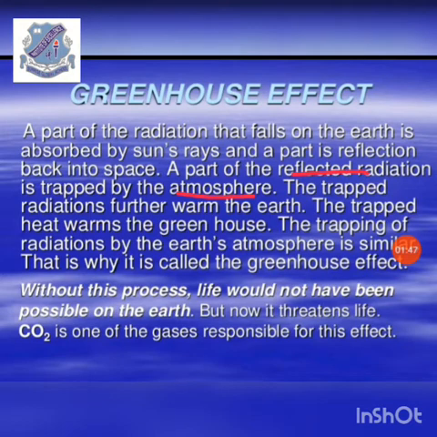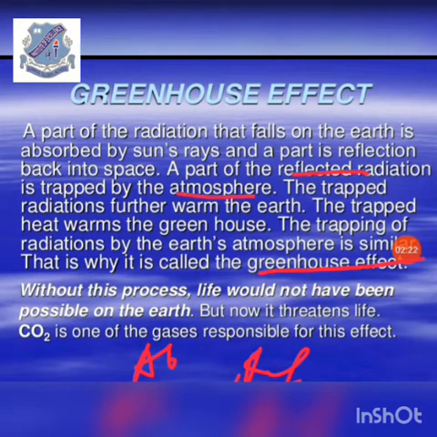The trapped radiations further warm the earth. So we have already absorbed some heat and we are also getting some reflected heat. So overall the earth gets warmer. The trapped heat forms the greenhouse. Trapping the radiation in the earth's atmosphere is similar to a greenhouse, that is why it is called the greenhouse effect. The heat is trapped by the gases over the earth, similar to a greenhouse for trees, and that is why we call it the greenhouse effect.